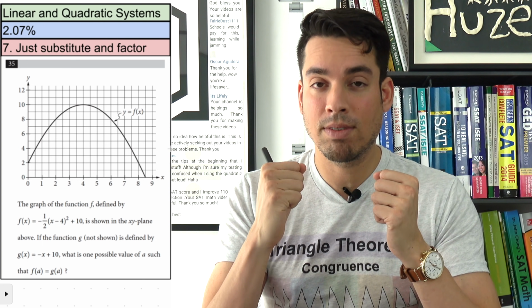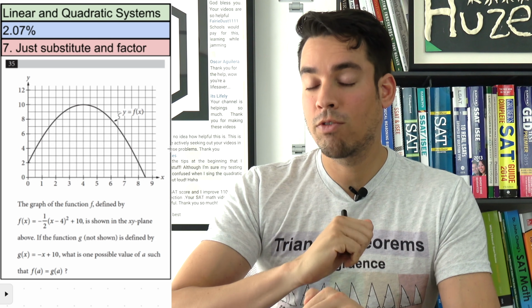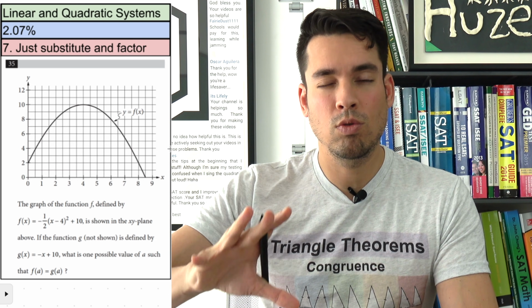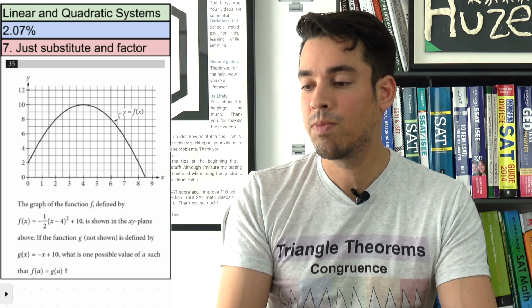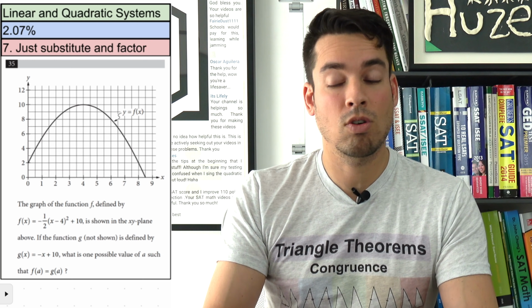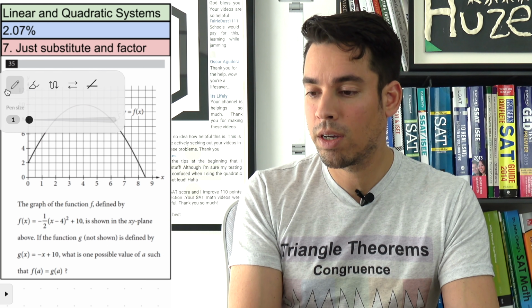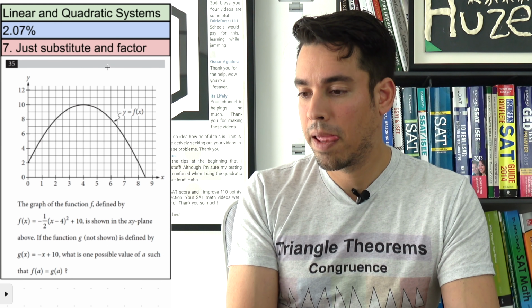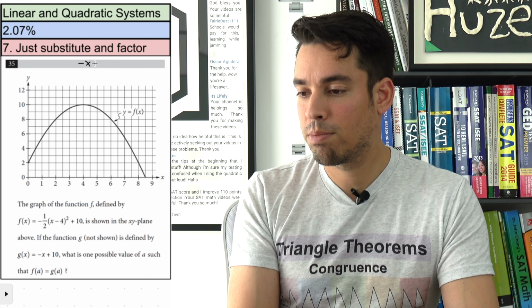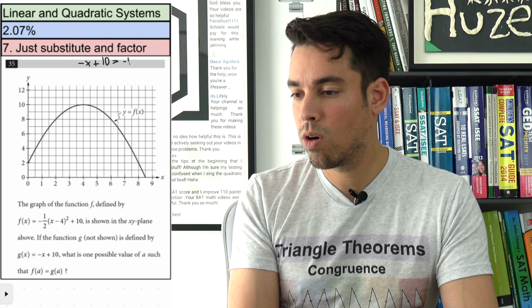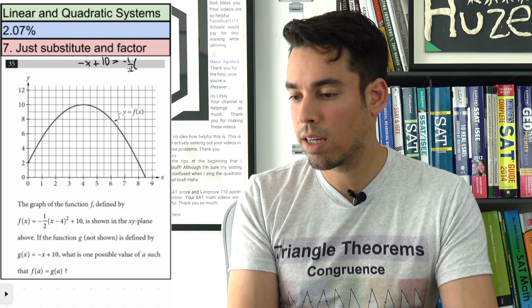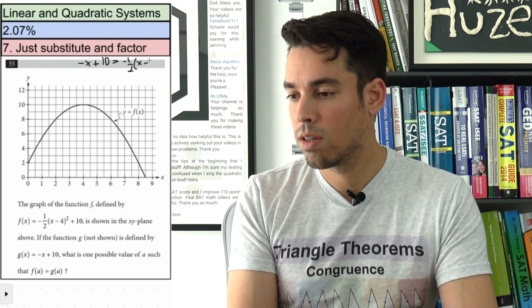But I want you to have a tip in your mind that whenever you panic or you're not sure what to do, you go into autopilot mode. And the autopilot mode, the default, should be to set these functions equal and solve. So I'll do it that way. So first I'm going to say negative x plus 10 equals negative 1/2 x plus (x minus 4) squared. Make the most of this room here.